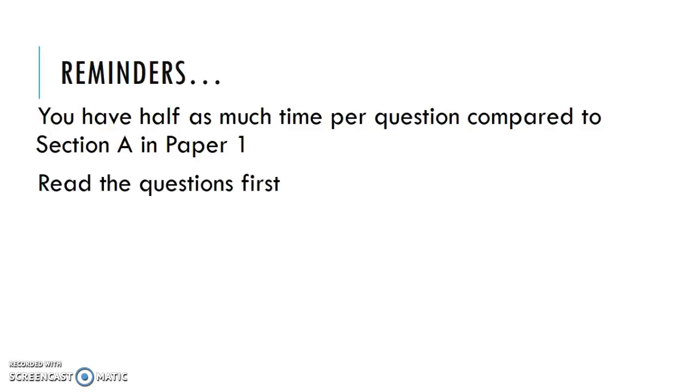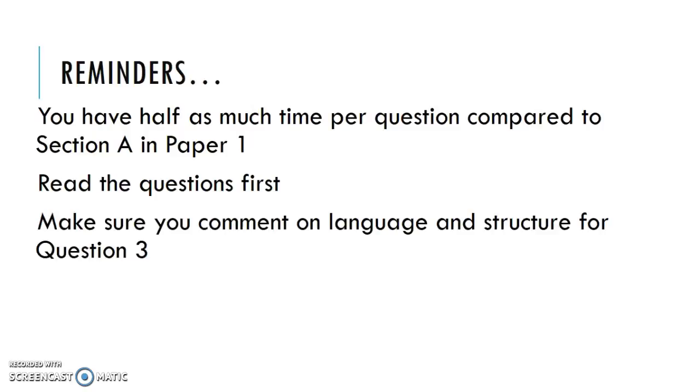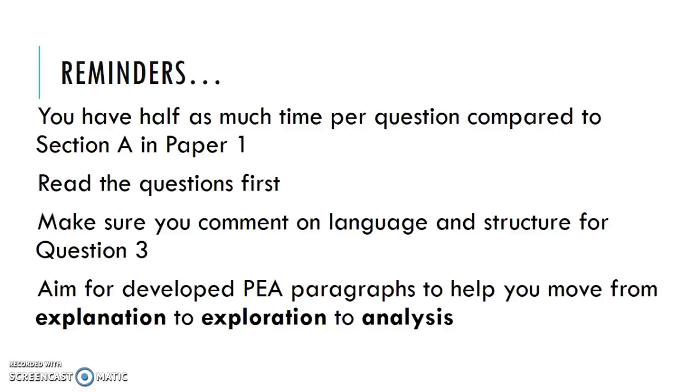Just as with paper 1 though, we're suggesting that you read the questions first, but for paper 2, read questions 1 to 3 and then read text 1, and then as you'll see in the second screencast, read questions 4 to 7b and then read text 2. For question 3, make sure you comment on language and structure. Remember that you can't even get half marks if you only answer on one of those. And in order to move from explanation to analysis, let's try and make sure that we're writing as developed P paragraphs as we can. Okay, that's it for the first screencast.